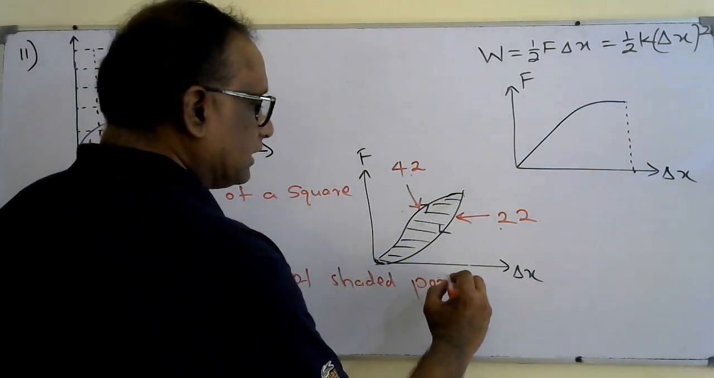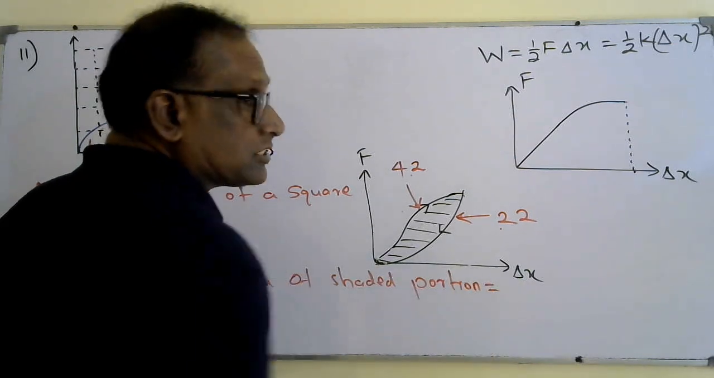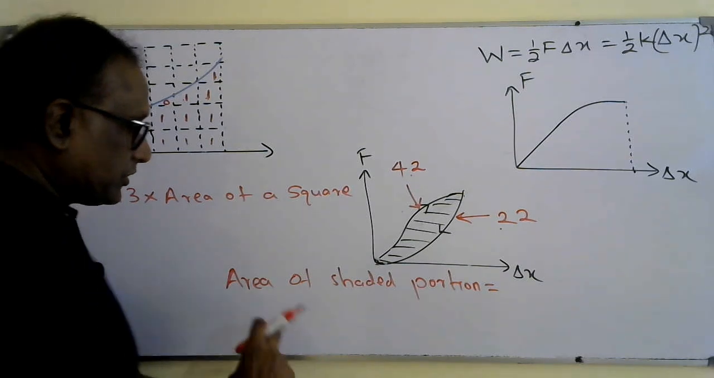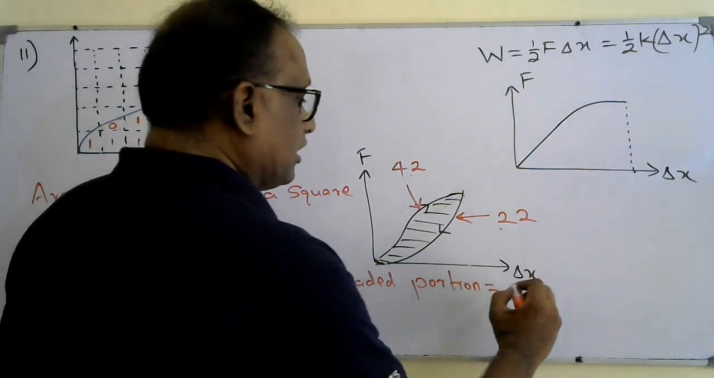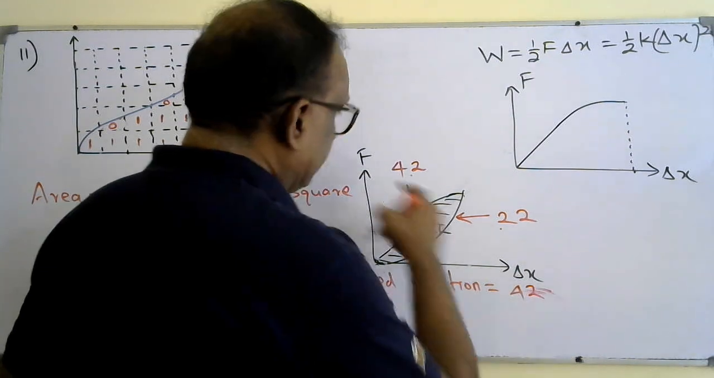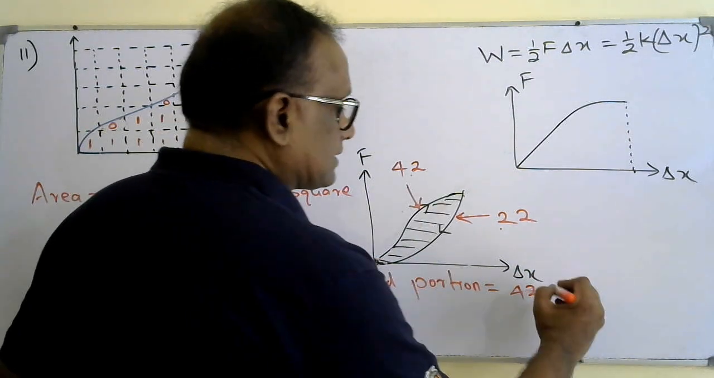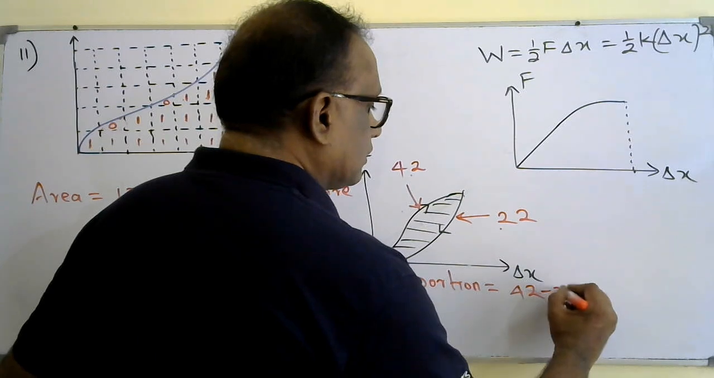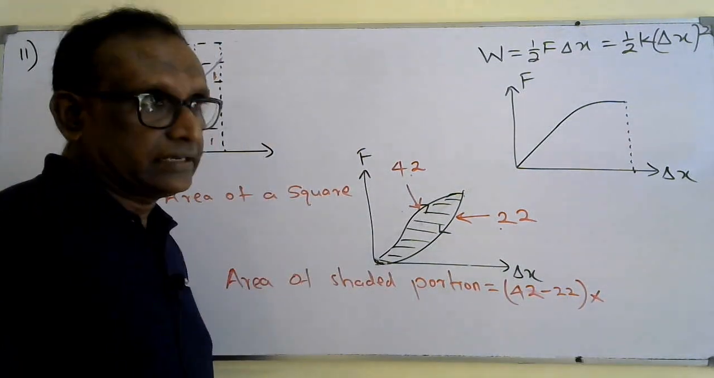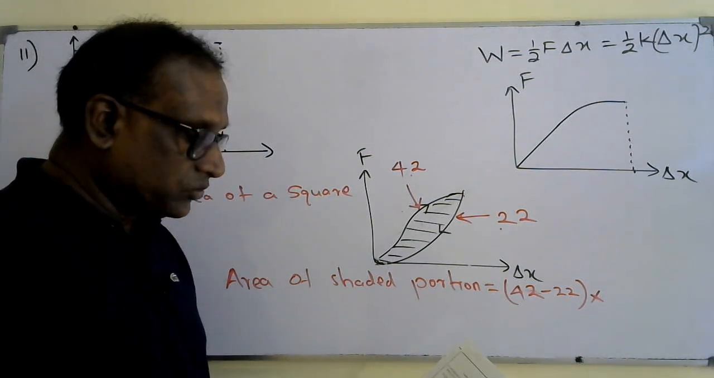so the area of the shaded portion is the heat dissipated to the surrounding. That's the question they asked. So the area of the shaded portion is 42 squares minus 22 squares, times the area of a square. The area of a square you have to give in SI units.